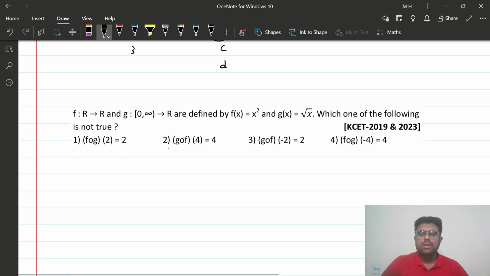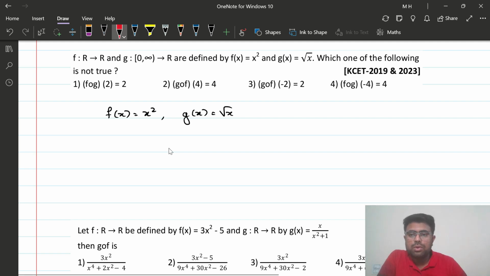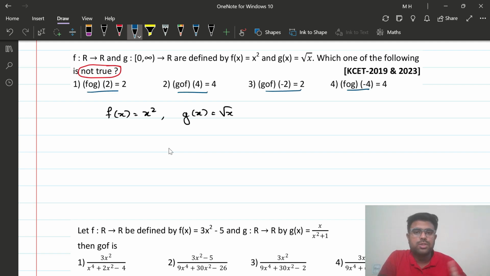Okay. So coming to the next question, f from R to R and g from so and so to R are defined by, there are two functions that are given, f of x is equal to x square and g of x is equal to root x. Then which of the following is not true? Let's be very careful here. They are saying which of the following is not true. So if I look at the options, it is f of g, g of f, g of f, f of g. So first I'll find out g of f and f of g, and then we'll see what can be done.